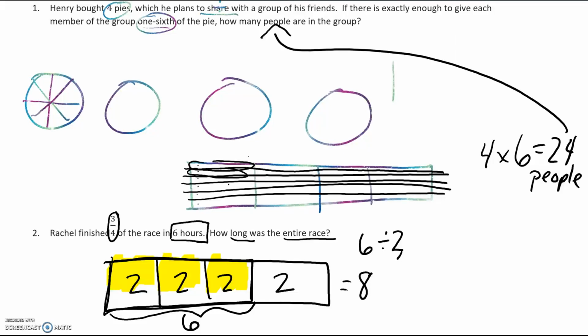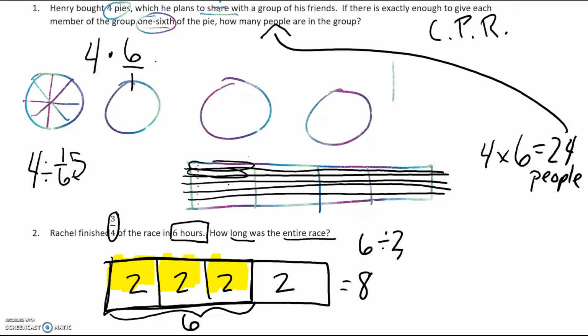Now if I wanted to check using my CPR, my copy, poof, reciprocate, this is what I would do. For number 1, I would have 4, so that's my copy, because my equation was 4 broken up into 6. My next part is poof, so I change that division to multiplication. My last part is reciprocate. Remember, reciprocate is the reverse, where I flip that fraction around. So 6/1.